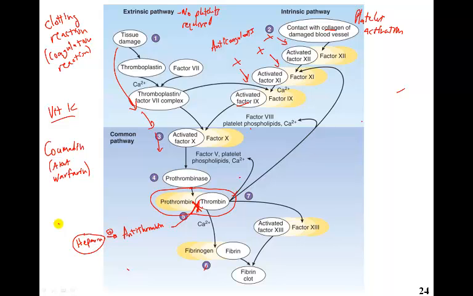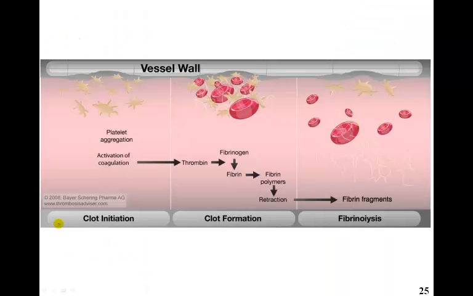Okay. All right. So we've got our blood clot. So let's talk about the last stage, what happens after the blood clot is formed. This sort of shows the stages from beginning to end. So clot initiation due to platelets, and then you get the clot formation. So we've got our fibrin clot here.